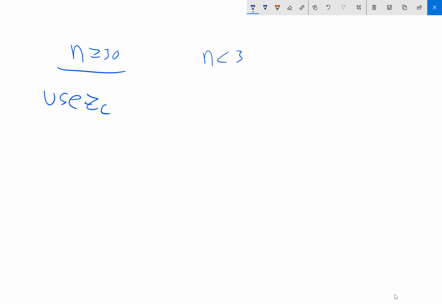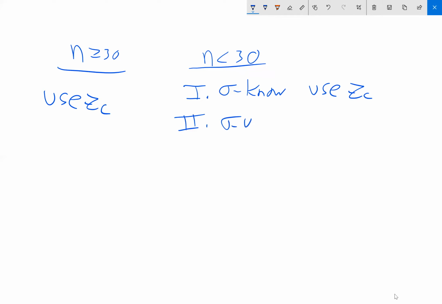It's more interesting, though, when n is less than 30. So what happens when we have a small sample size? And the answer is there's 2 cases. If we know the population standard deviation, in other words, if we know sigma, then we can still use Zc. On the other hand, if we don't know sigma, which is just another way of saying we have s instead, so if we have a small sample size and all we have is the sample standard deviation, then that's the one case where we will actually use the t-critical score.